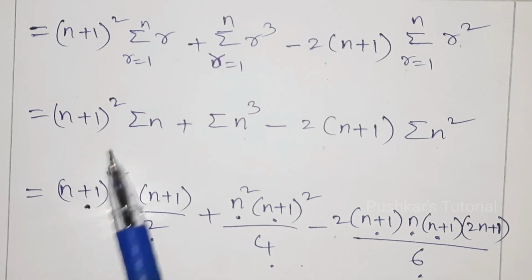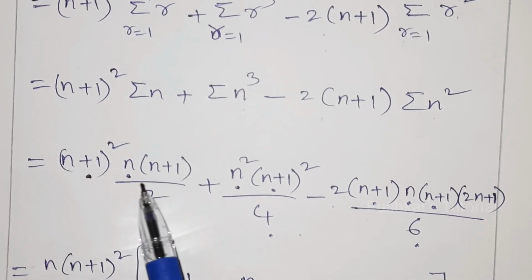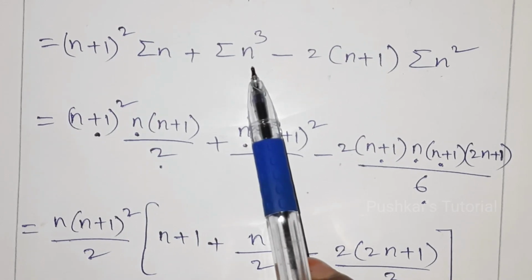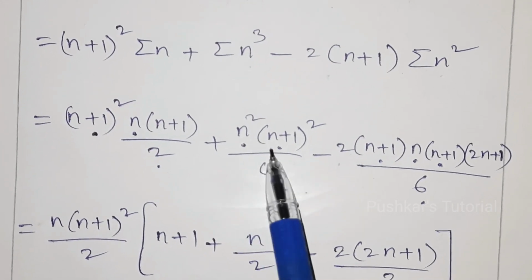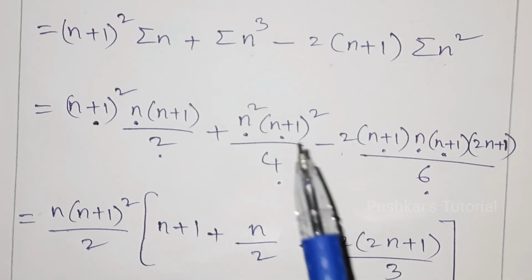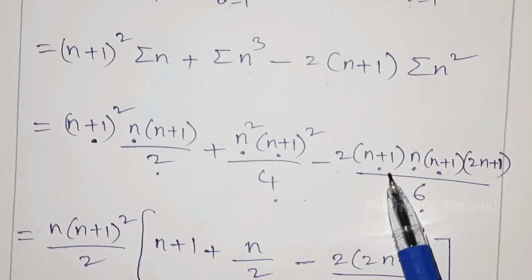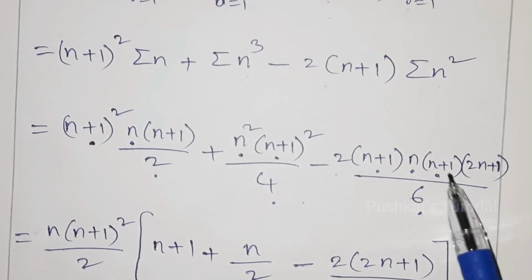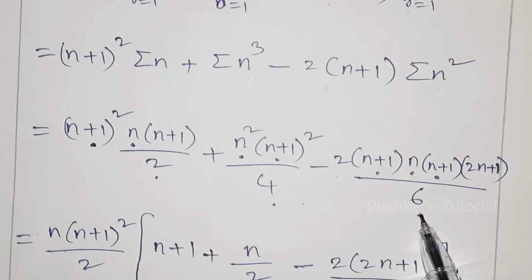Next n plus 1 whole square. Sum of the natural numbers formula n into (n plus 1) by 2. Sum of the cubes of the natural numbers formula is n square (n plus 1) whole square by 4. And 2 as it is, n plus 1 as it is. Sum of the squares of the natural numbers formula n into (n plus 1) into (2n plus 1) by 6.